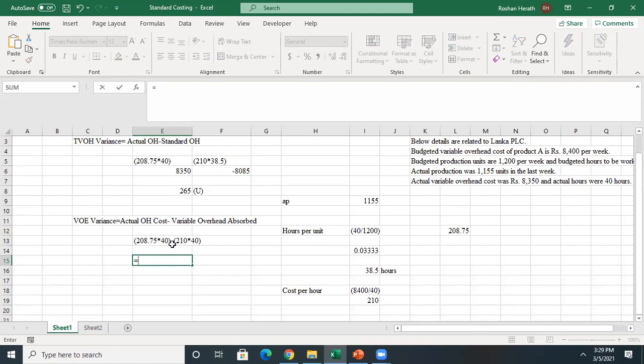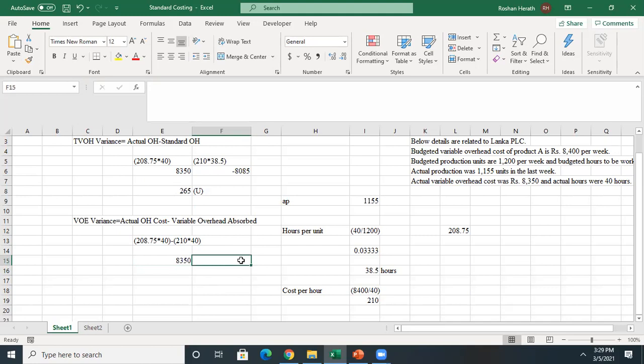Now if you work this out, it's 208.75 into 40. You're going to take it with 210 minus 8,400. Then you can see that there's a variance of 50, right? There's a variance of 50. And is it a favorable one or unfavorable one? Just tell me. බලන්න මේ වෙනස favorable ද unfavorable ද කියලා.